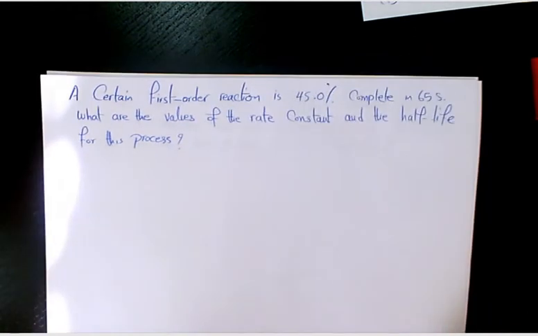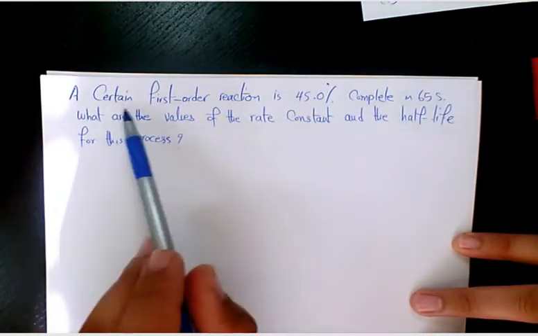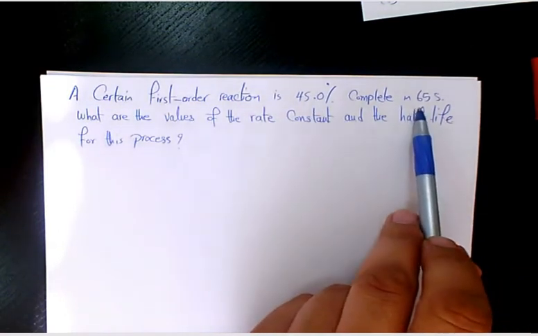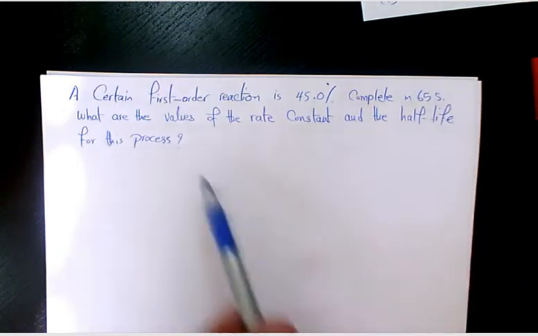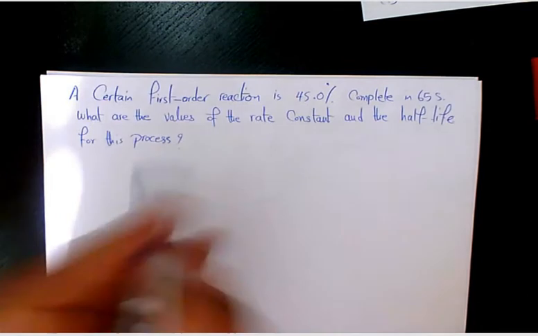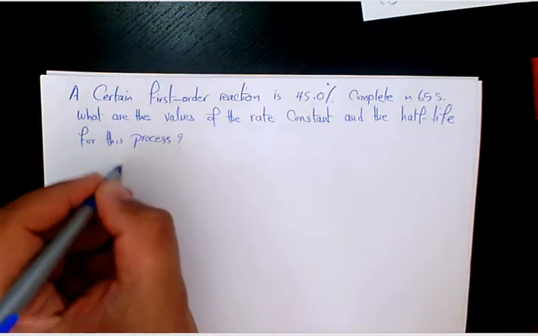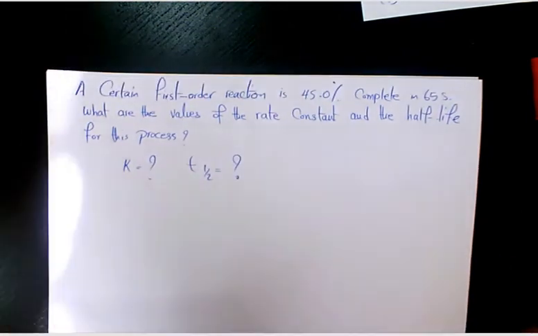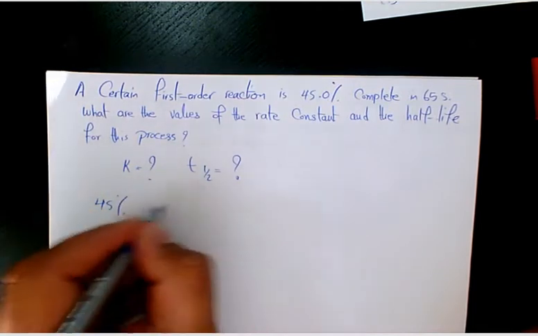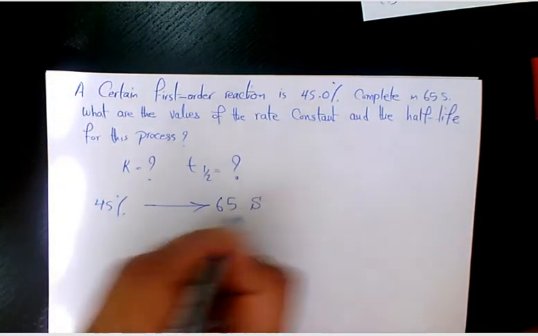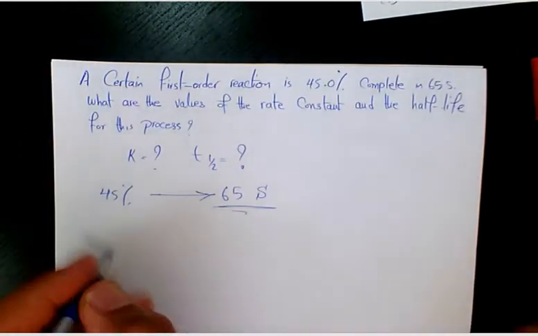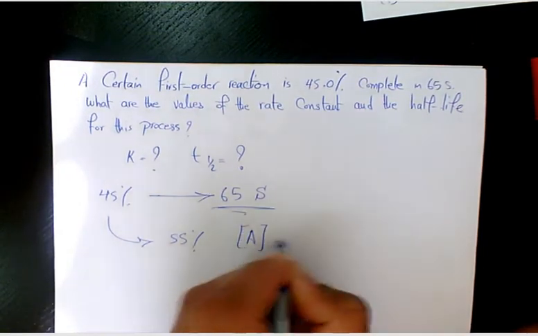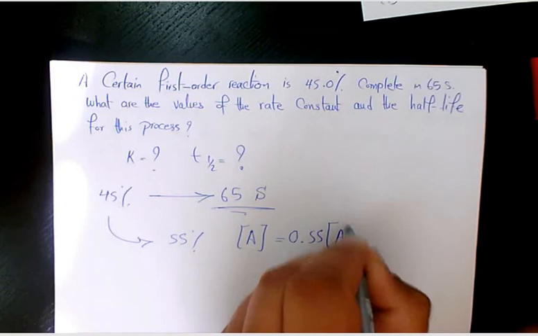Here it says a certain first order reaction is 45% complete in 65 seconds. What are the values of the rate constant and the half-life time for this process? So we need to find k. We also need to find the t half. It means 45% complete in 65 seconds, so the remaining will be 55%. It means that A equals 0.55 A naught.